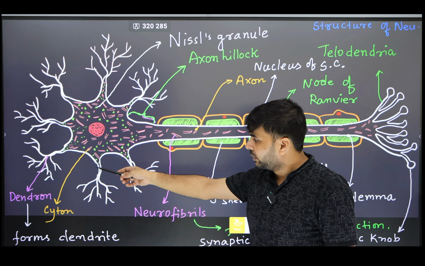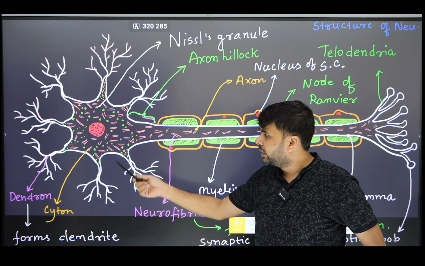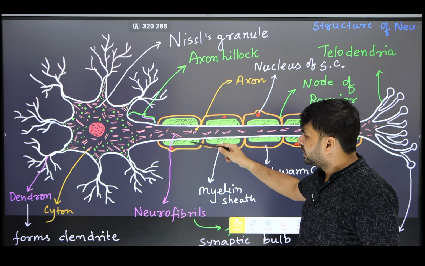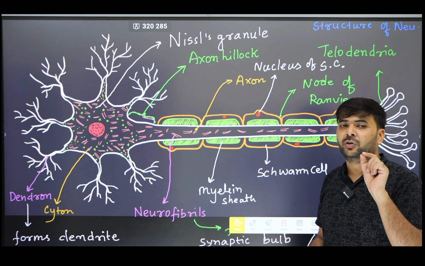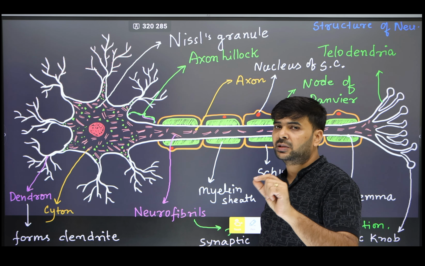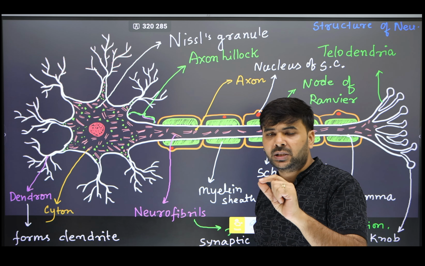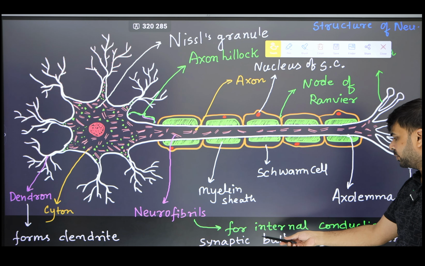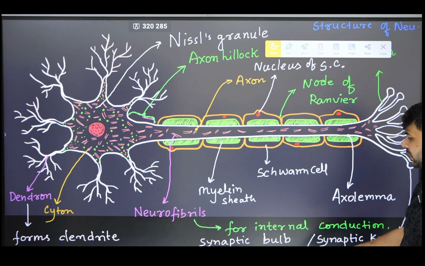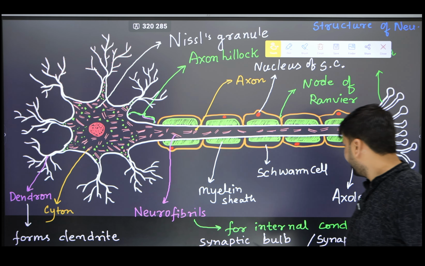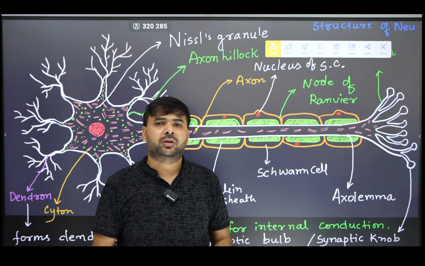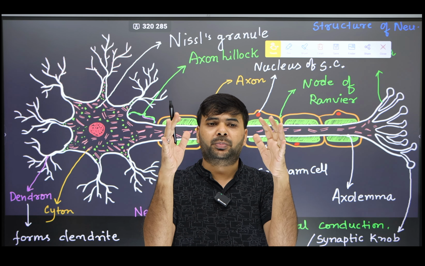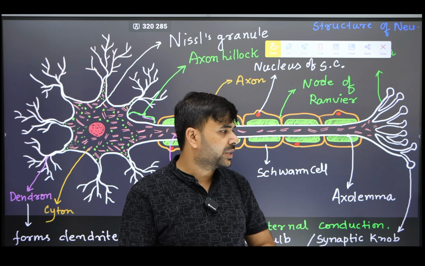Then coming to the lower side labeling, the word dendron we discussed, forms dendrite. Dendron is a small tree-like structure. Cyton, the central area, main area. Then we discussed neurofibrils. Neurofibrils are for internal conduction. You have to remember this, internal conduction, for NEET exam or any exam. Myelin sheath we discussed, and we discussed the synaptic bulb. Synaptic bulb, synaptic knob, this side, contains a huge number of neurotransmitters in synaptic vesicles. One synaptic bulb contains many synaptic vesicles.